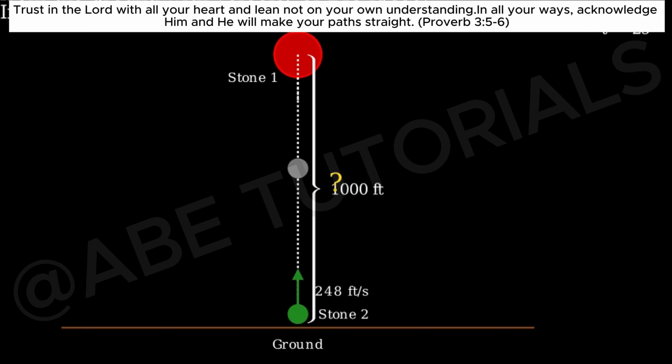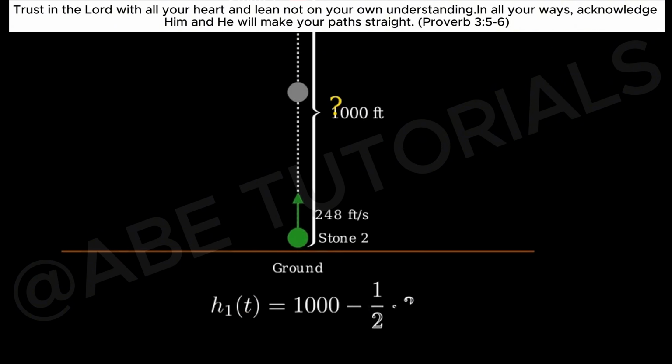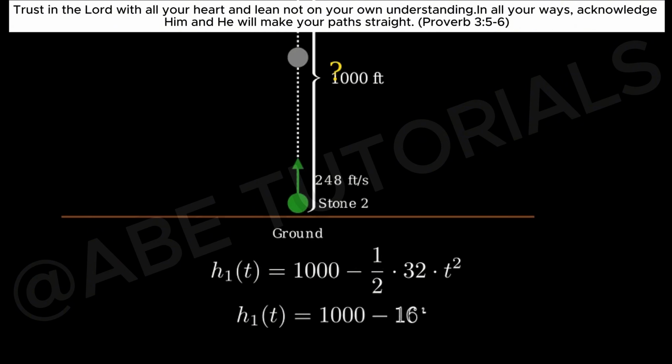To solve this problem, we need to set up equations for the heights of both stones as functions of time. Let's define t as the time in seconds elapsed since the first stone was dropped. For stone 1, we use the equation of motion for an object under constant acceleration. The height of stone 1 at time t is given by h1 of t equals 1,000 minus 1/2 times 32 times t squared, which simplifies to 1,000 minus 16t squared.